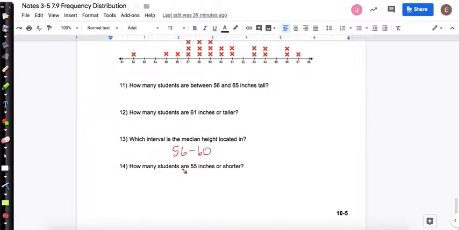And then the last question, how many students are 55 inches or shorter? You can look at your frequency table, or since you can't see it on my screen, we can just count 55 inches or shorter. Now remember, 55 or shorter, 1, 2. So 2 students.